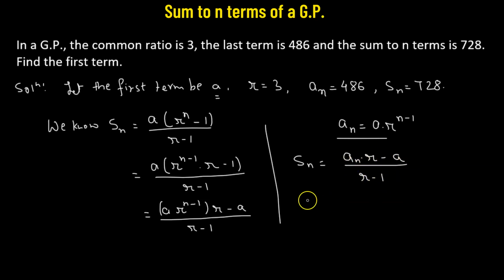Now we'll substitute all these values here. So we have 728 equals the nth term, so that's 486, multiplied by the common ratio, so that's 3, minus a, divided by 3 minus 1, so this will be 2. So when we solve for a, our a value will be equal to 2. So this is the value of the first term.